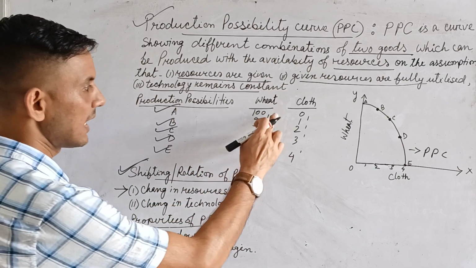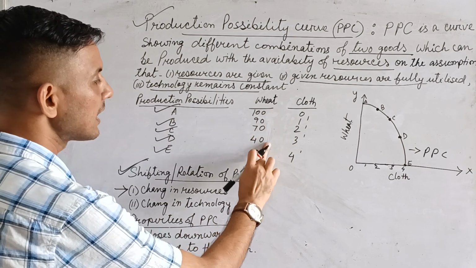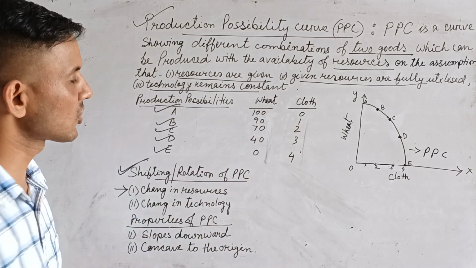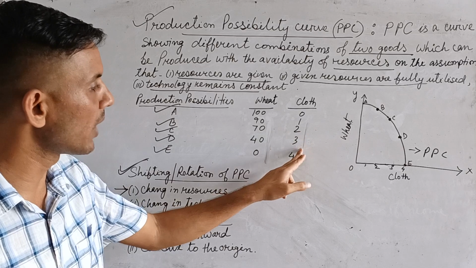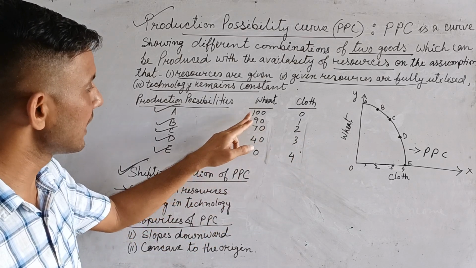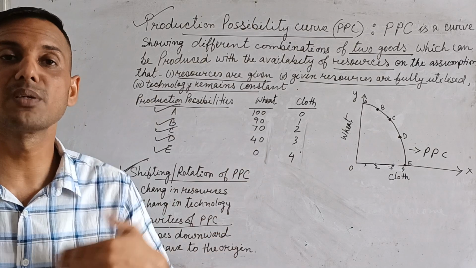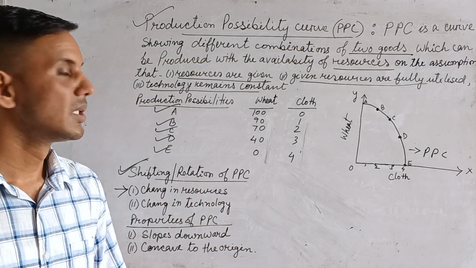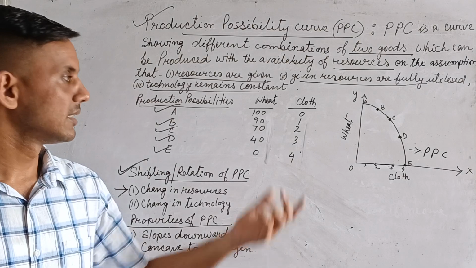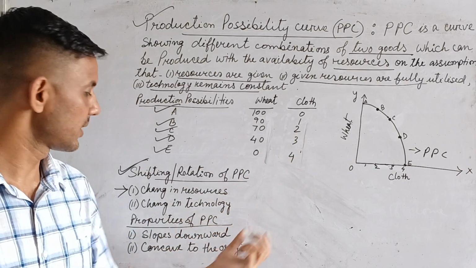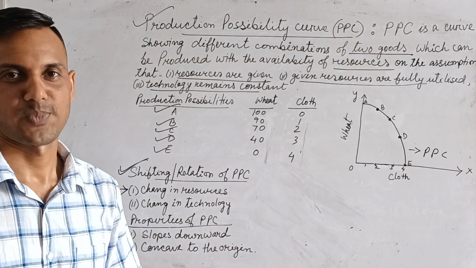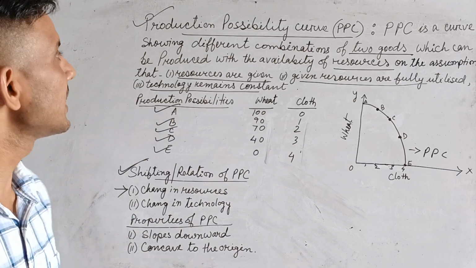Clear? So clearly you have seen that in case of increase in cloth production, it increased by 1, 1, 1. But here you have seen that it increased by 10, 20, 30, 40. So it means you are sacrificing more and more to gain just 1, 1. So that's why it's concave to the origin. Okay? Quickly you see PPC.